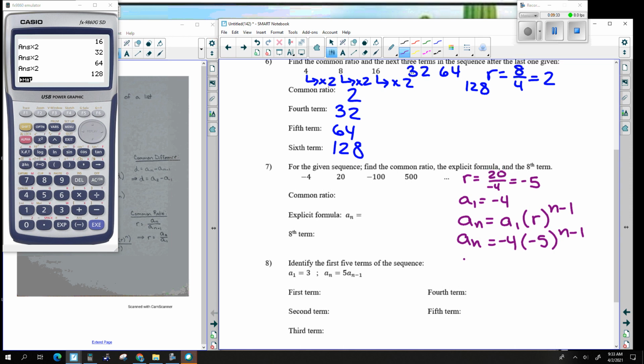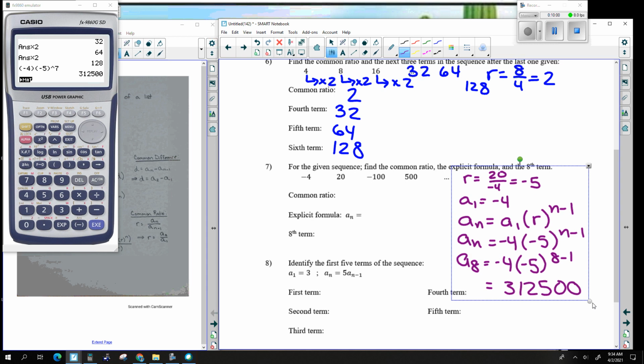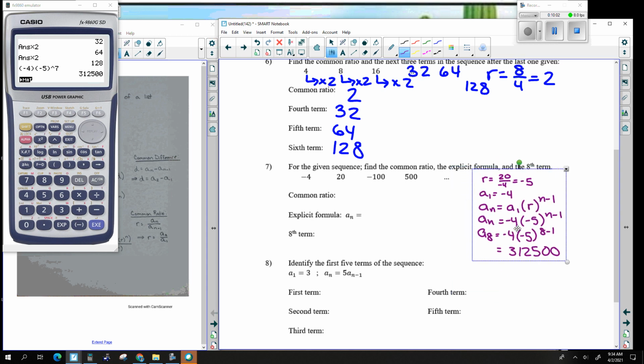We want to know the 8th term as well. So the 8th term is negative 4 times negative 5 to the 8 minus 1, aka the 7th power. There it is. Then we just have to make sure we record the proper answers in the proper places.